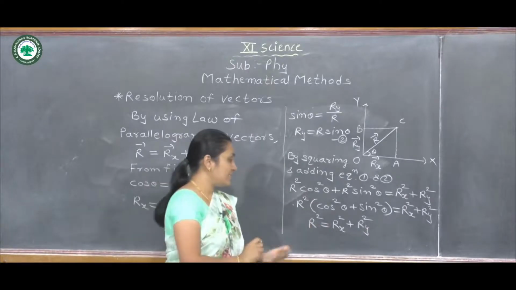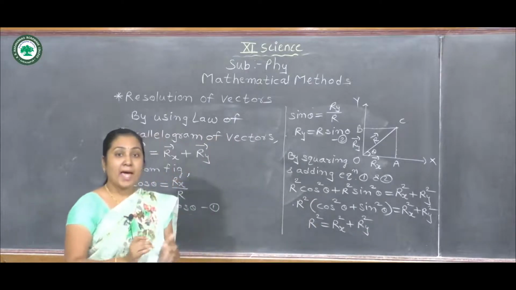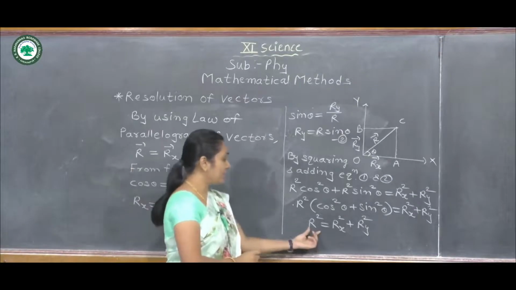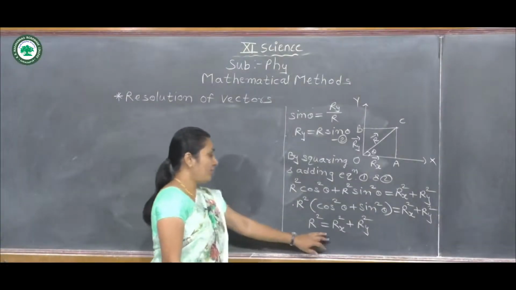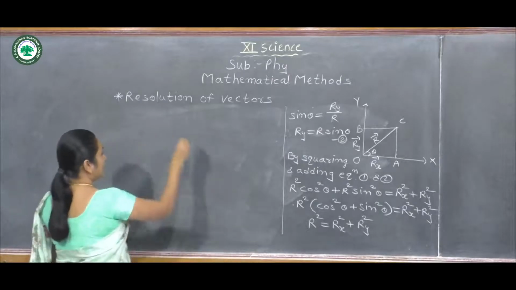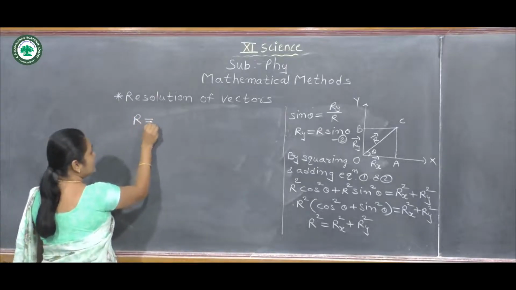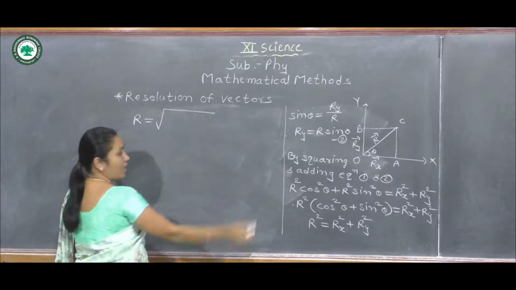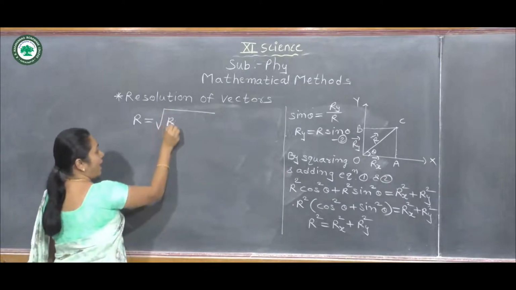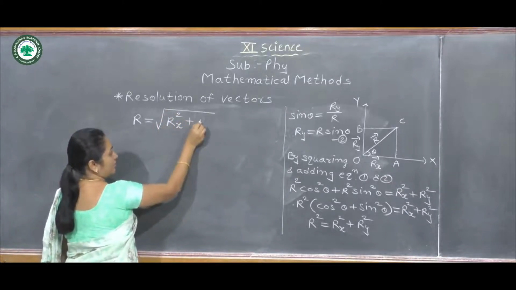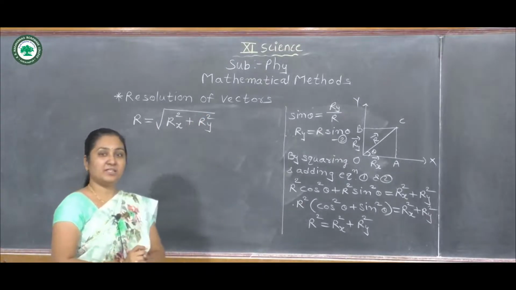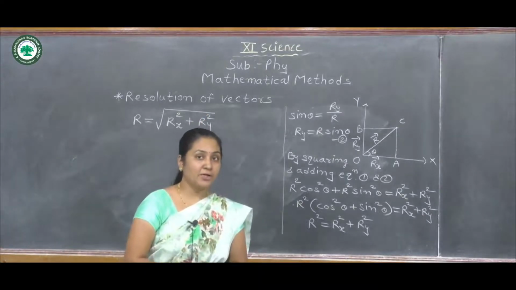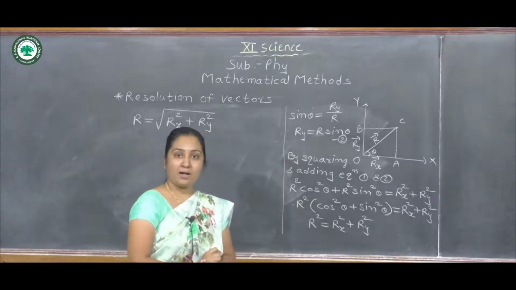So now from this we can write the magnitude of the vector r bar. The magnitude of vector r bar can be given as r is equal to under root rx square plus ry square. So this equation gives us the magnitude of vector r bar.